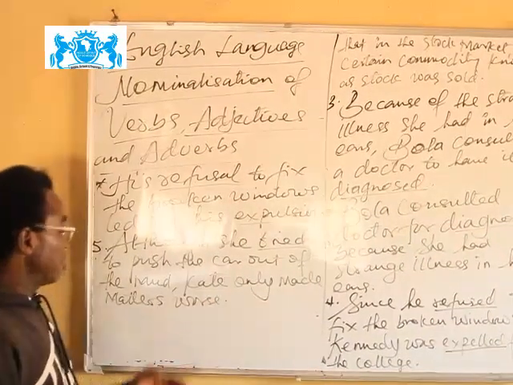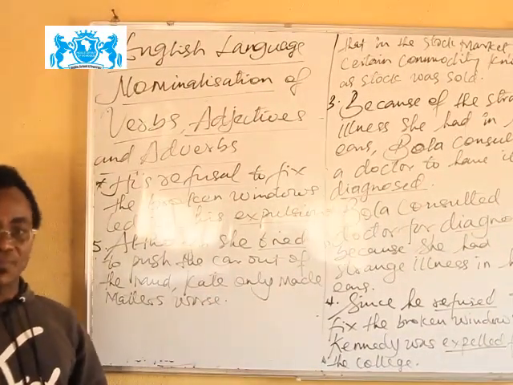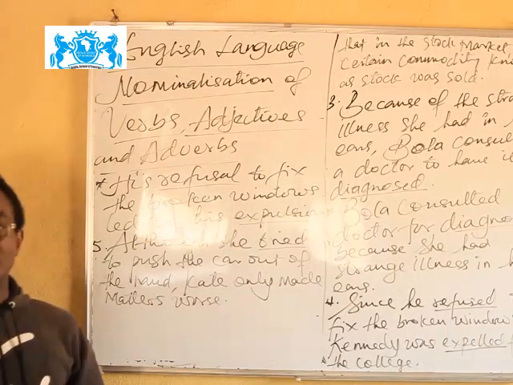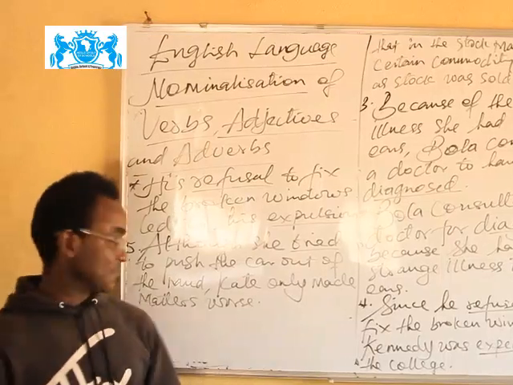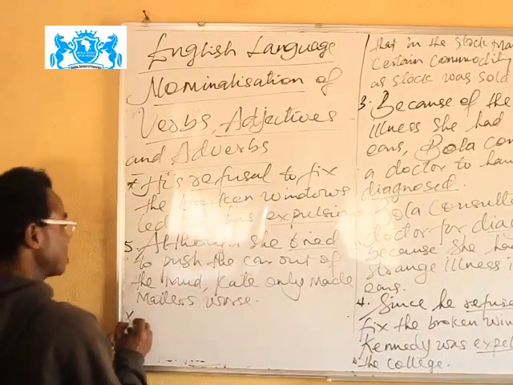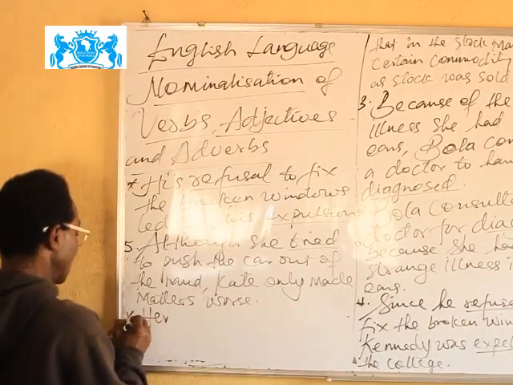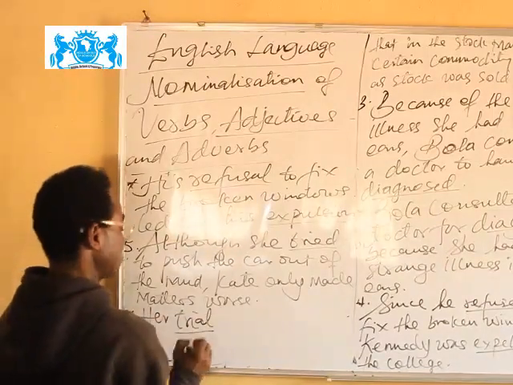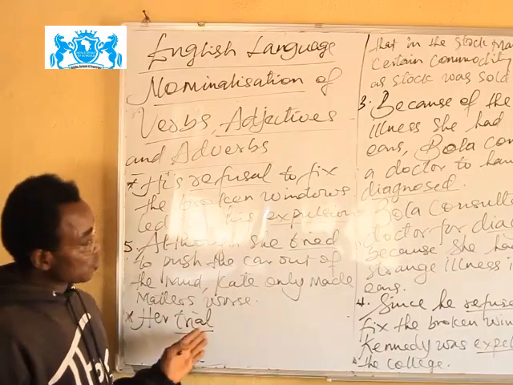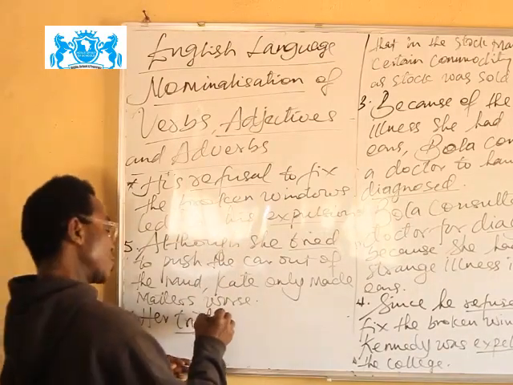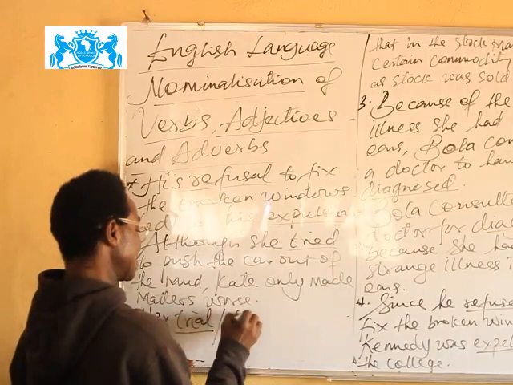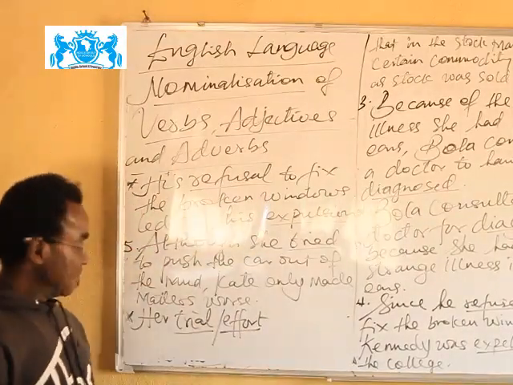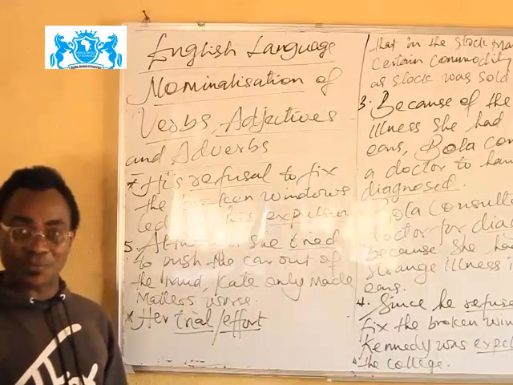Kate only made matters worse. Although she tried to push the car out of the mud, Kate only made matters worse. Let us see. Her trial would derive the noun trial from tried. Her trial, her effort. The word effort can also mean trial here. They are both nominals, they are both noun forms.